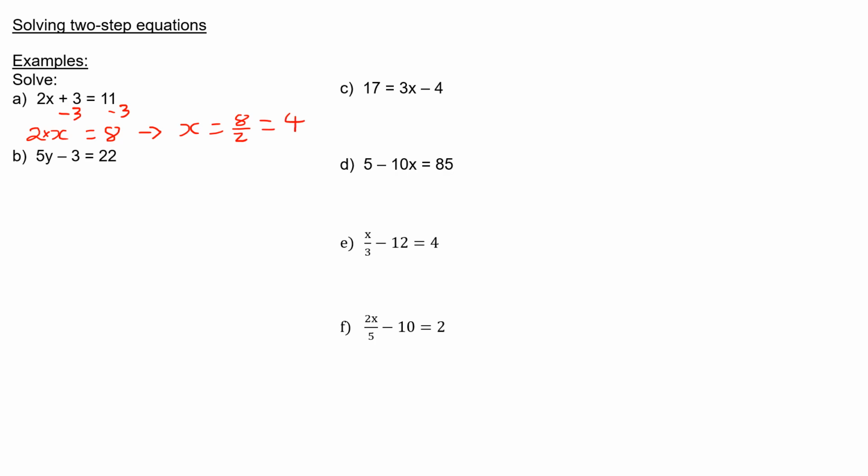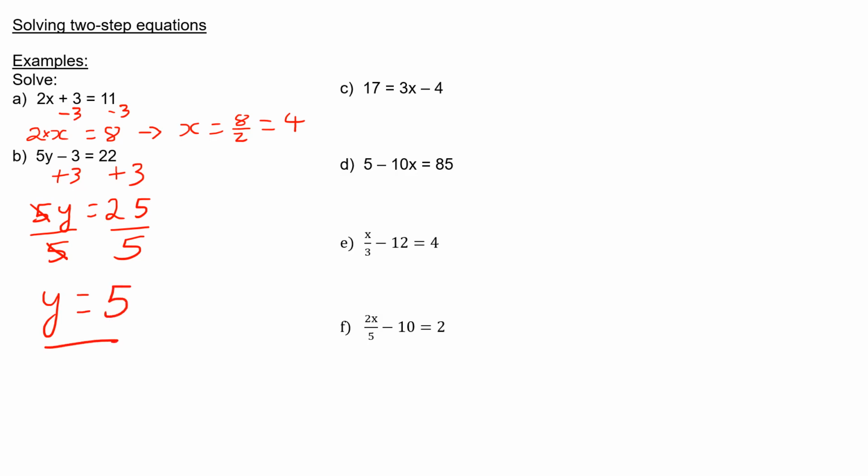Question B, the first thing I need to do is get 5y on its own. So I'm going to add 3 to both sides. This will leave me with 5y is equal to 25. To get y on its own, I'm going to divide both sides by 5, which leaves me with y is equal to 25 divided by 5, which is 5. In question C, it doesn't matter that the x is on the right-hand side, the method is the same. I'm going to add 4 to both sides, which will leave me with 21 equals 3x. I'm then going to divide both sides by 3, which will leave me with 7 equals x, or x equals 7.